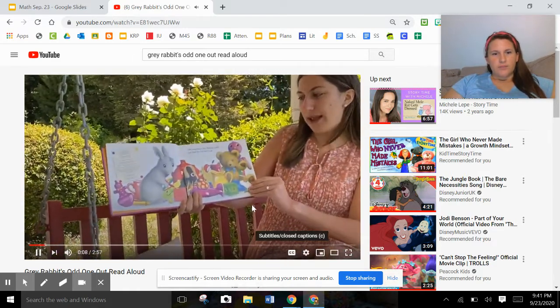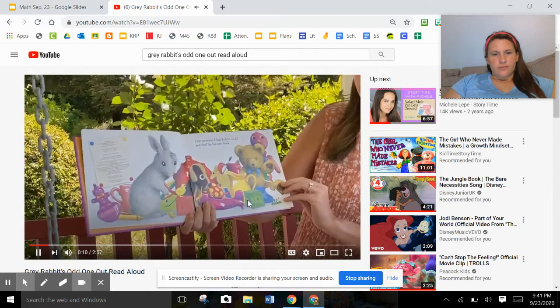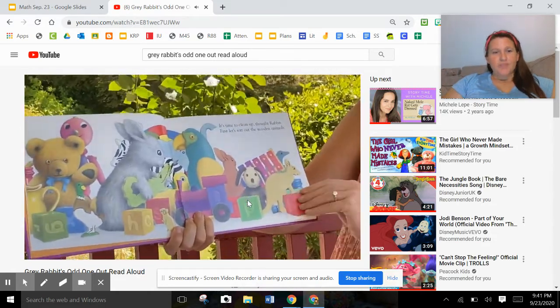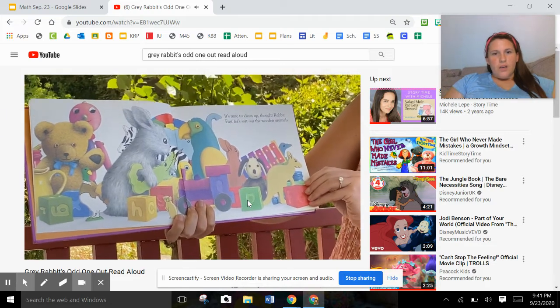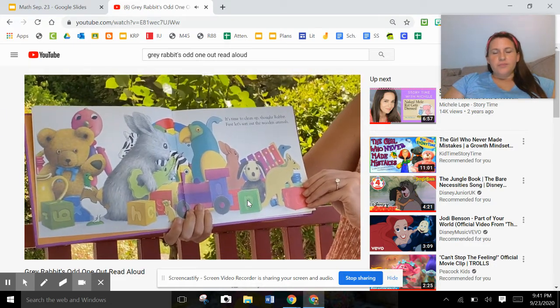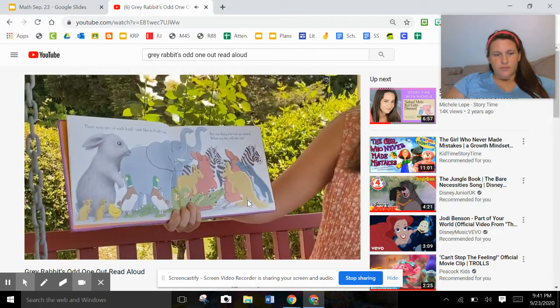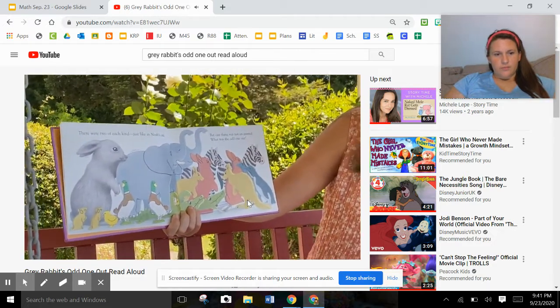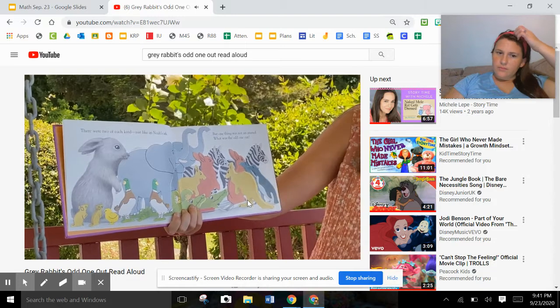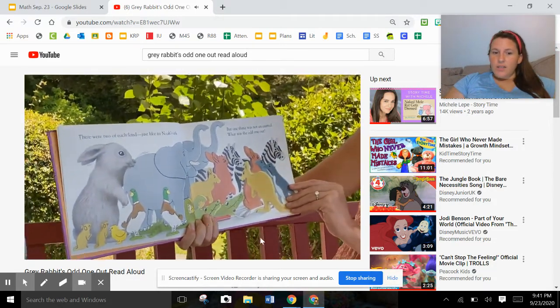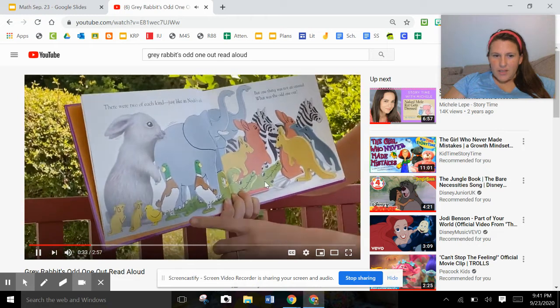One morning, Gray Rabbit could not find his favorite book. Look at that mess. It's time to clean up, thought Rabbit. First, let's sort out the wooden animals. Now, there were two of each kind, just like Noah's Ark. But one thing was not an animal. What was the odd thing out?